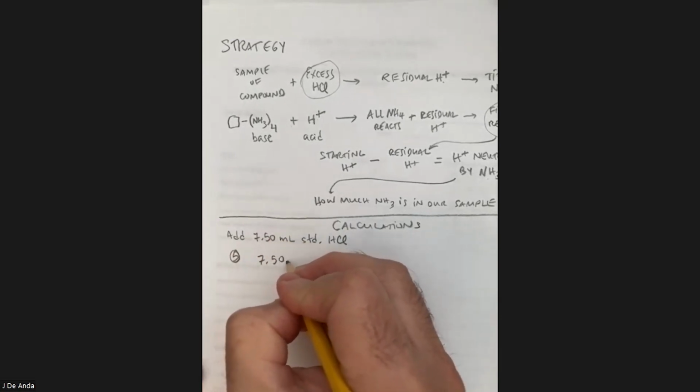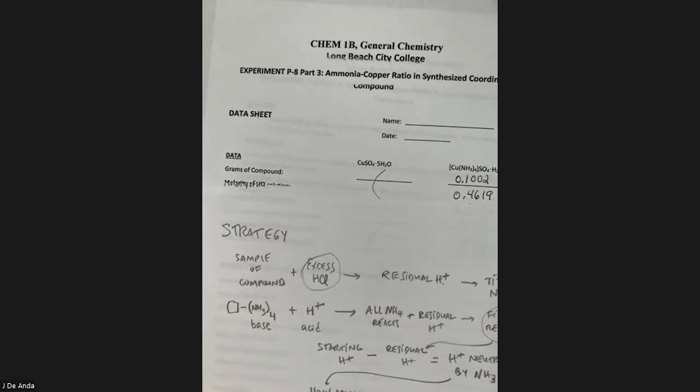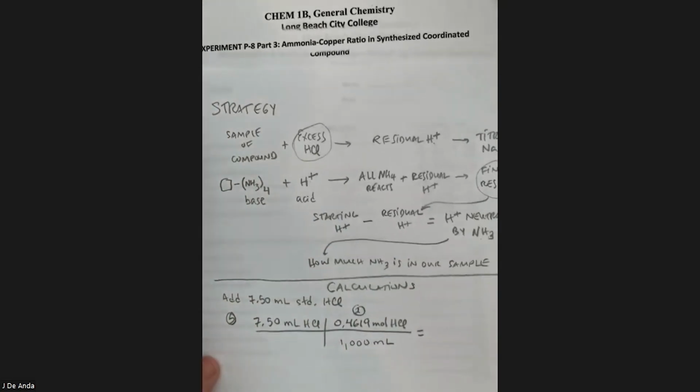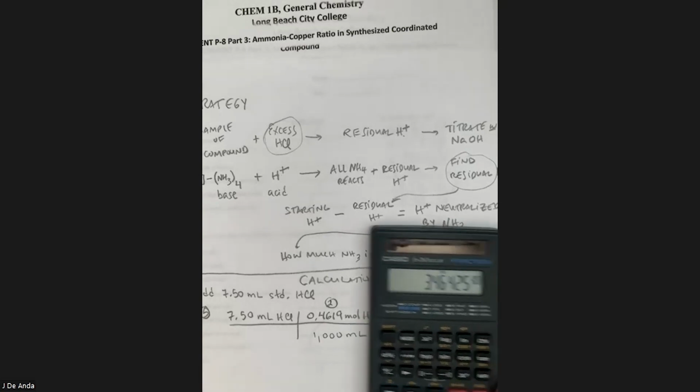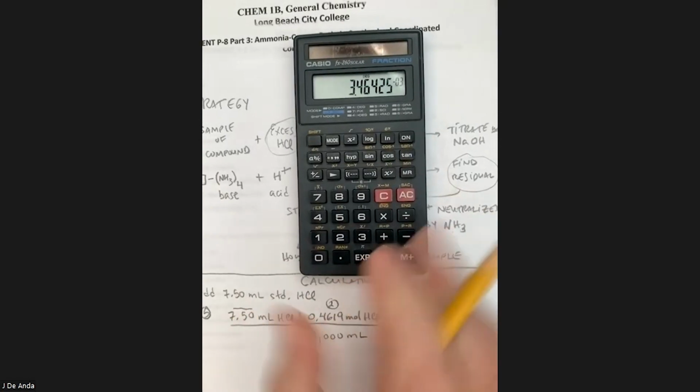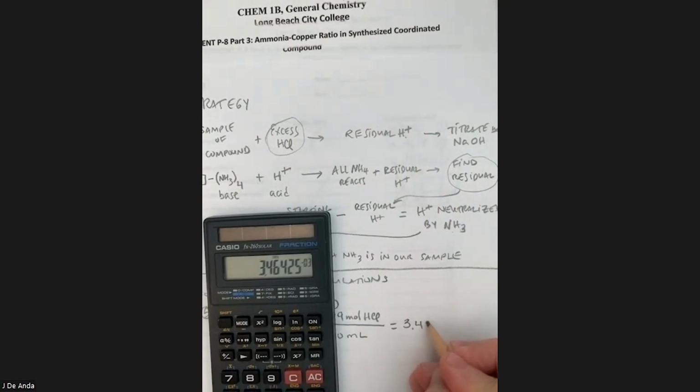So again, we're going to do item number 5 here. We have 7.50 milliliters of HCl at a concentration of 0.4619, that was item number 2. 0.4619 moles of HCl per liter, but we're going to convert that into milliliters. Let's see what that value is. We put in 7.50 times 0.4619 divided by 1,000. And that's going to give us 3.46425 times 10 to the minus 3 moles. But we only have 3 sig figs available here, so it's really 3.46 times 10 to the minus 3 moles of HCl.